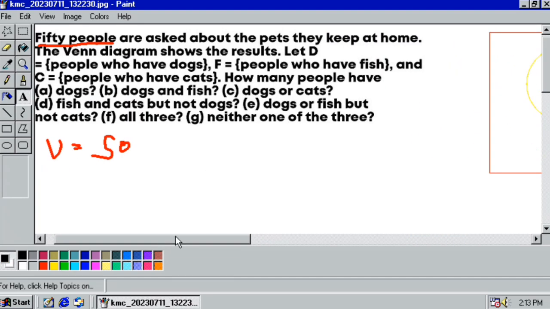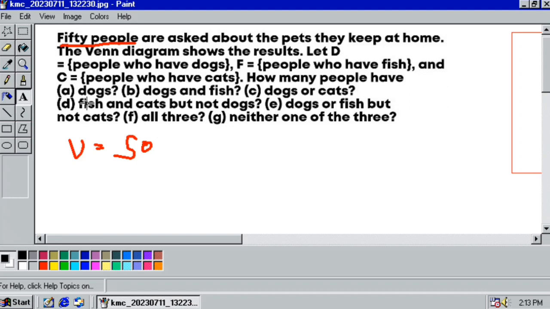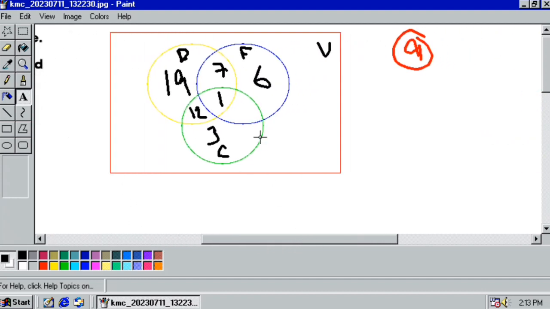So we're looking for dogs. Dogs is this circle right here. Let's shade it so we don't get confused. So dogs is this shaded region right here, all of these, including this, and this.